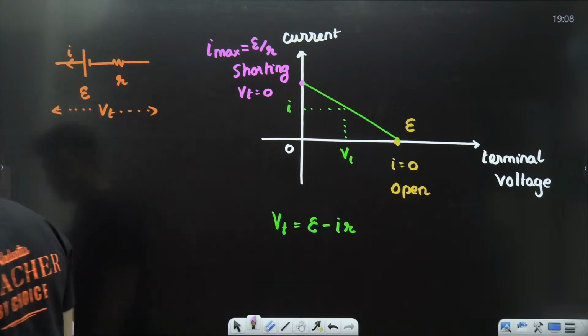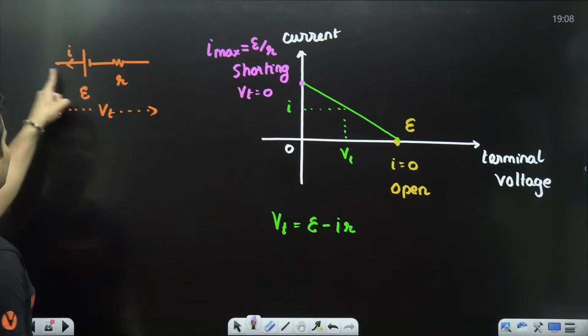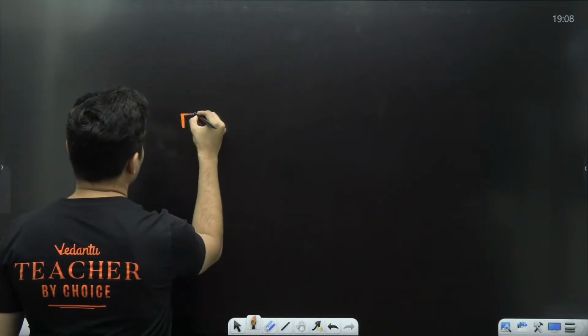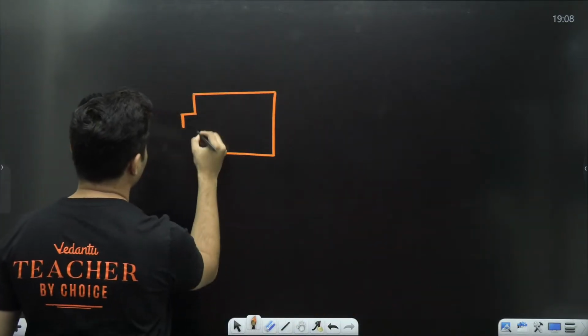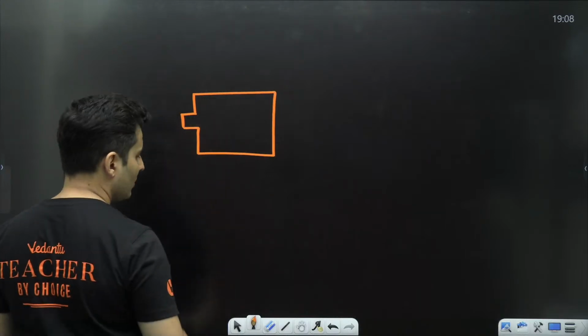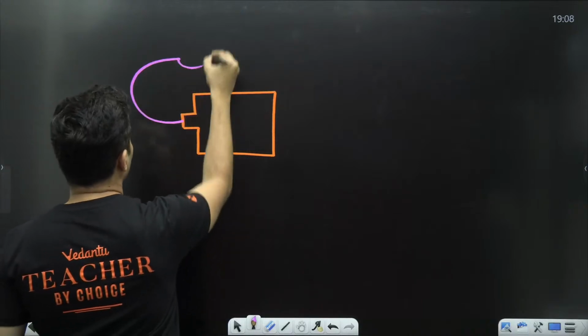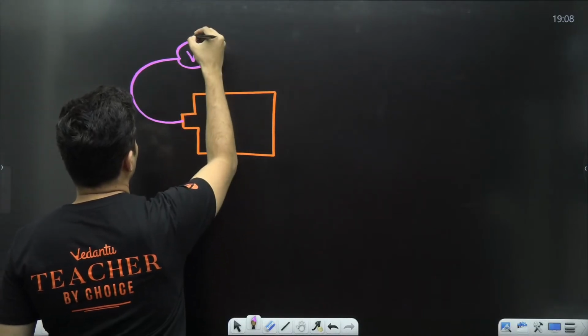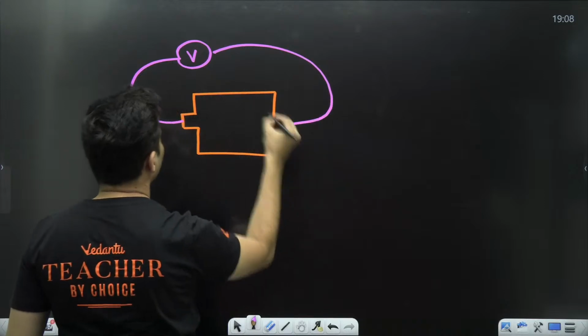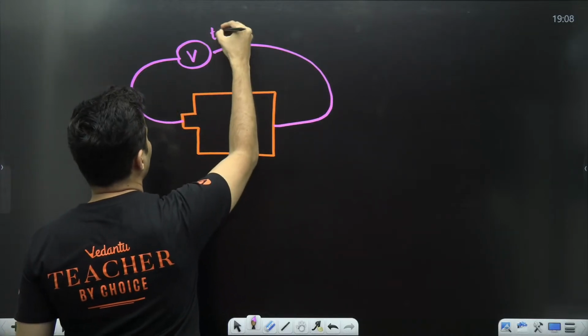What is terminal voltage? It's basically the voltage between those 2 points. See, when you take a battery, this is your battery, right? If you take a voltmeter and measure it, that is called as your terminal voltage.